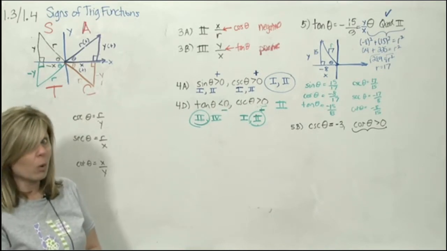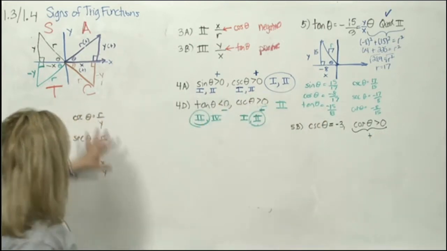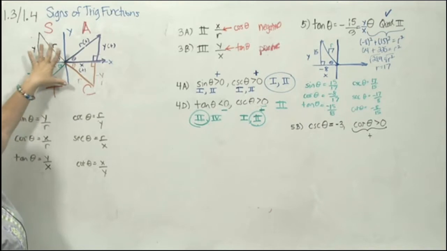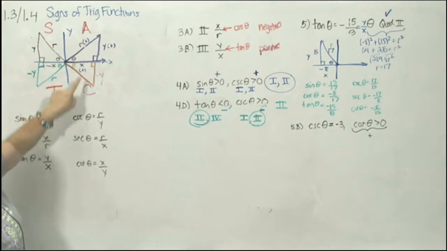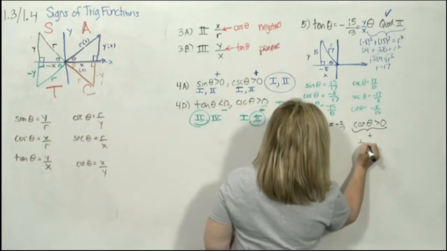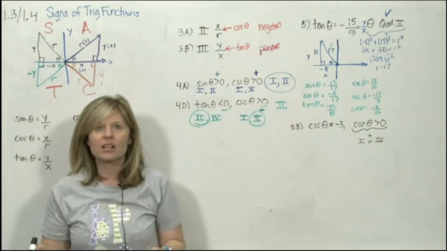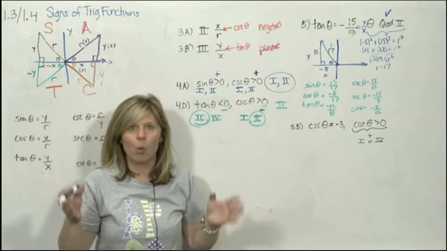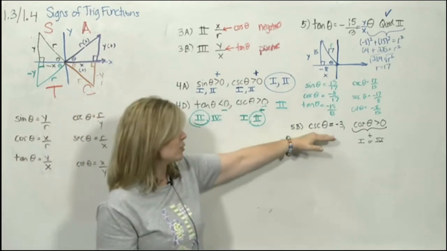Well, greater than 0, what kind of numbers, people? Positive. If I look up here, which quadrant is cosine positive in? A means everyone's positive, so that's Quadrant I, and C means cosine is positive. So right now we've got it narrowed down. Our triangle could be either in Quadrant I or Quadrant IV. But they're not asking us to draw two different right triangles. They need one right triangle for us to define the trig functions. So now we have to use this other piece.